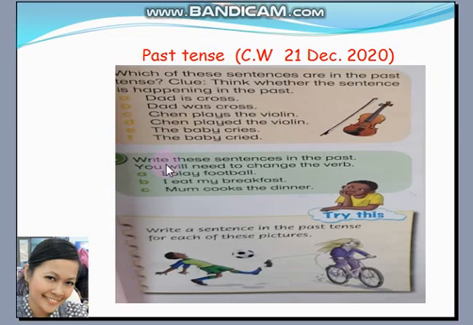Activity 2. Write these sentences in the past. You will need to change the verb. Again, write these sentences in the past. You will need to change the verb. So the verbs that we have here in our sentences are play, eat, and cooks. So to make these sentences in the past, you need to change the verb.